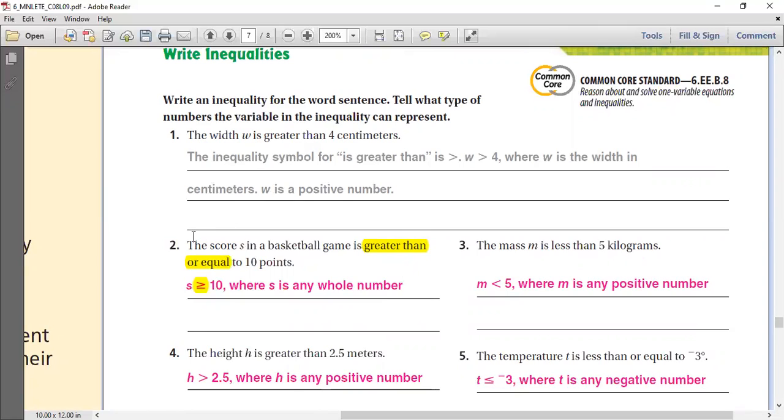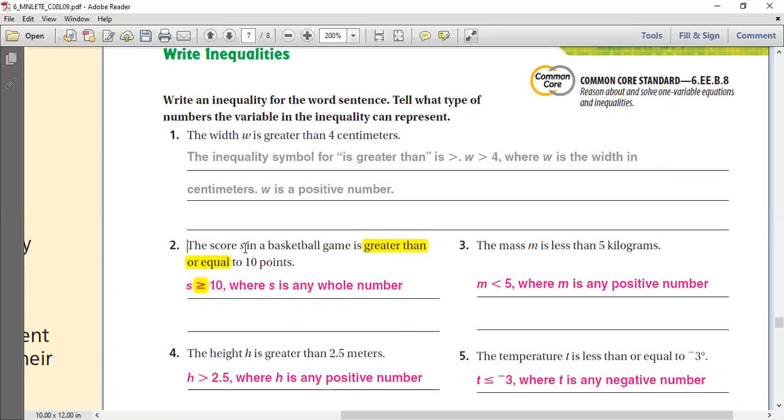Okay, so question number 2 here, what they're asking us, first they're saying write an inequality for the word sentence. So you have to write an inequality and then tell what type of numbers the variable in the inequality can represent. So you also need to tell what kind of number, whether it is a positive number or a negative number or a whole number. Whole number means it's positive and negative. Both the numbers together is called the whole numbers. Okay, so let's start with question number 2.